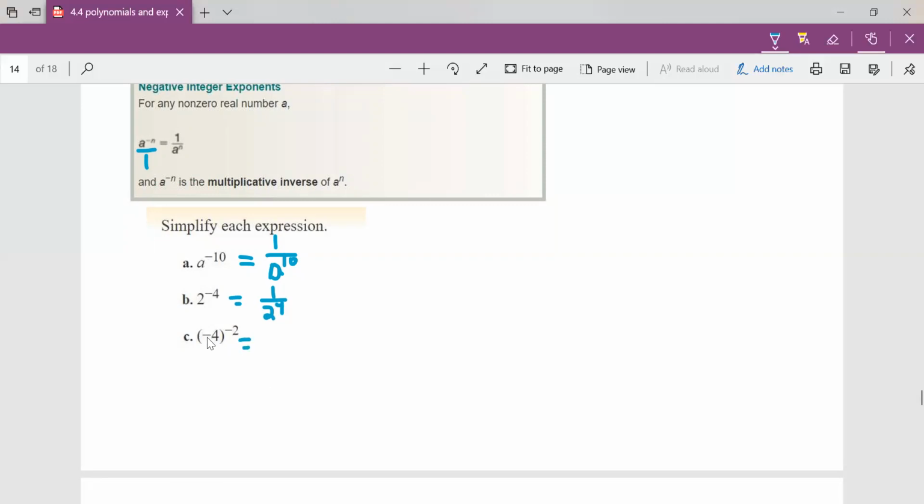And this one, don't be tricked by this negative, because this negative is not an exponent. We're only looking at this negative here. So this negative is not going to turn positive. The only negative that's going to turn positive is my exponent. 1 over negative 4 has to stay negative 4 because I didn't flip it to the positive 2. Okay.